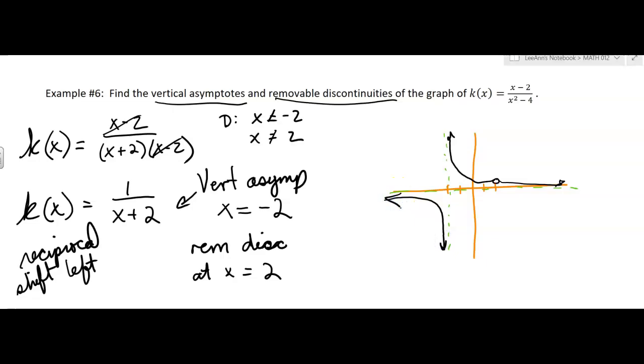We get a hole in the graph at 2, and we get a vertical asymptote at negative 2. And then there's a horizontal asymptote on the x-axis for this problem. Okay, so that's how you do that.